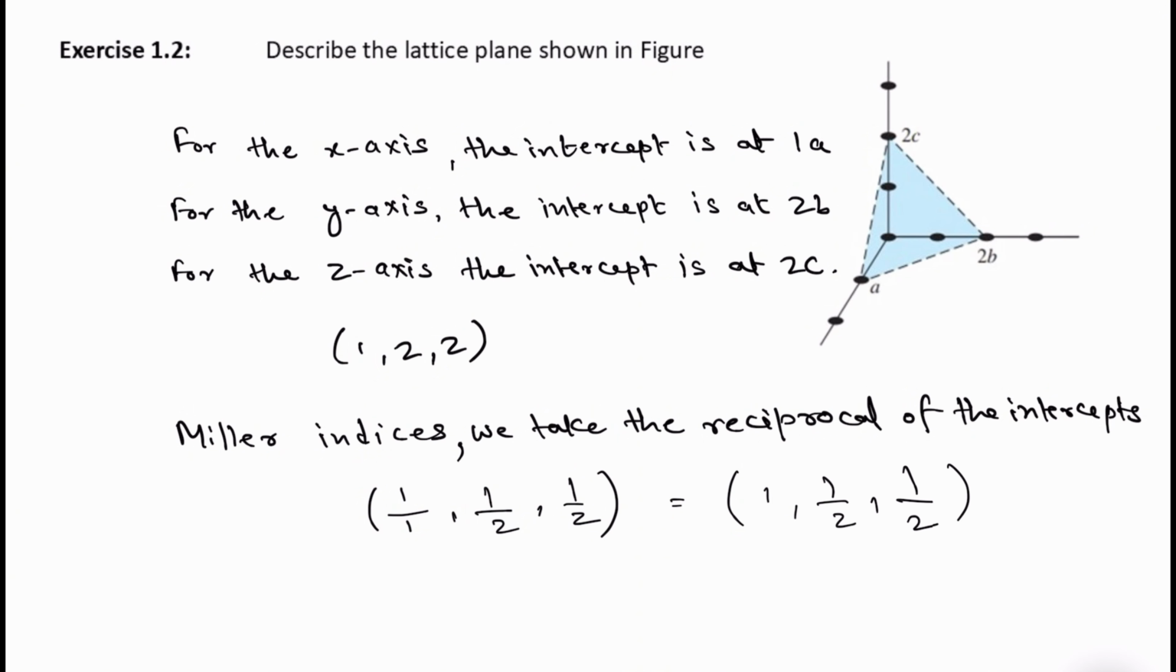Now, to eliminate the fractions, we multiply all the values by 2, the least common multiple of the denominators, to get the final Miller indices for the plane: 2, 1, 1. This is the standard notation used to describe lattice planes in crystallography.